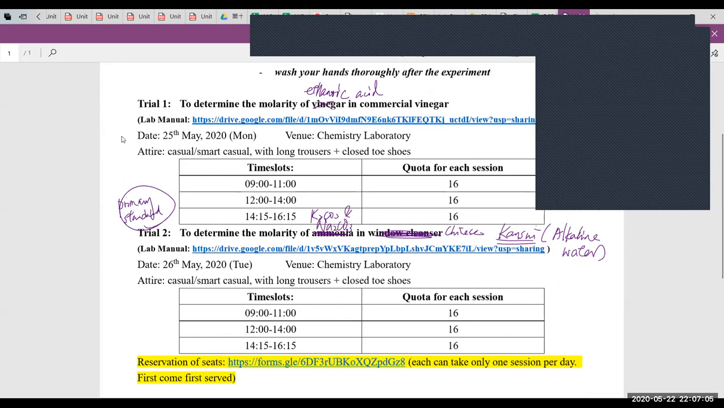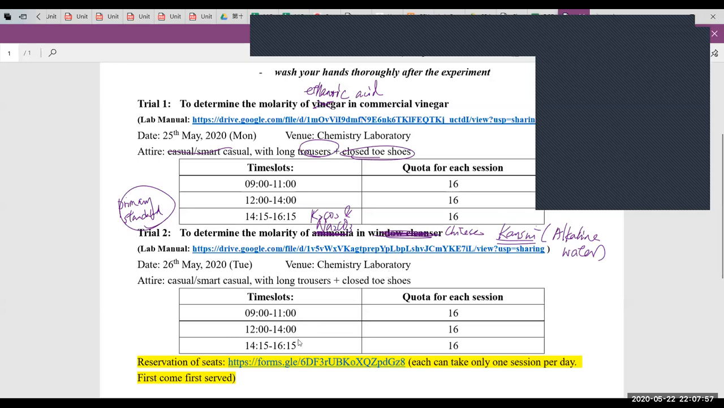So chemistry lab, and the attire, what to wear. I know that most of you nowadays will be wearing casual wear. I will allow smart casual, of course, but remember, you are going to wear long trousers, okay? Trousers and closed-toe shoes, okay? No shorts, please. No sandals, no shoes with your toes shown clearly to me. So it is about safety. I would like to have your cooperation on that. Questions?